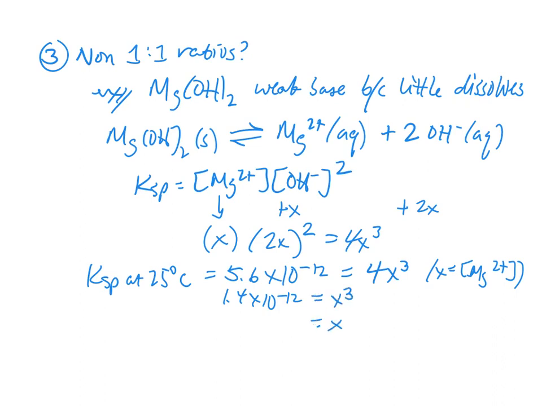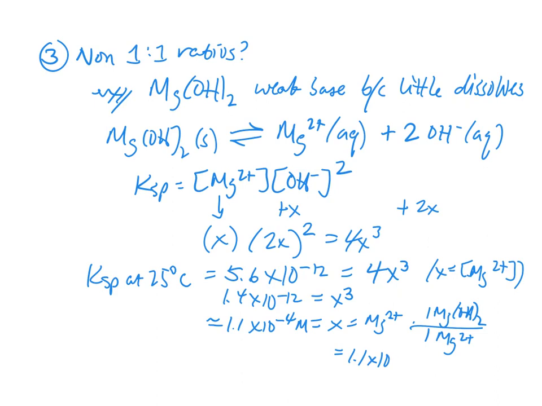And again, without a calculator, the cube root of that's going to be somewhere around 1, we'll say 0.1, I have no idea, times 10 to the negative 4th molar. And that's Mg2+, but there's 1 Mg(OH)2 for every 1 Mg2+. So that also equals the molarity of Mg(OH)2. So that's how much you could dissolve in a liter of water, about 1.1 times 10 to the negative 4th moles in a liter. So not particularly soluble, thus the milk of magnesia idea there.